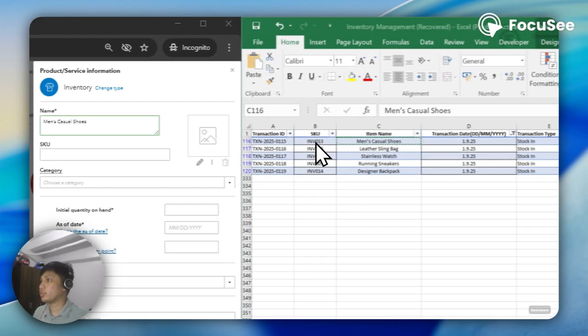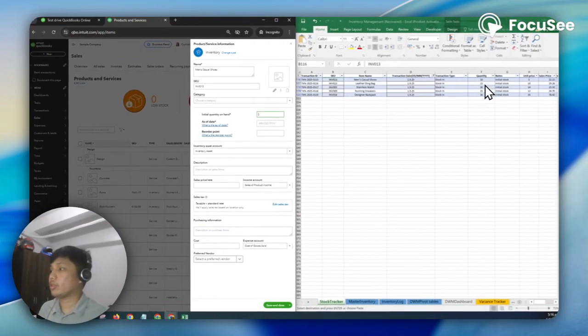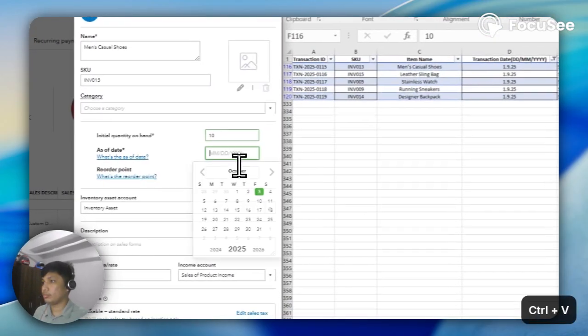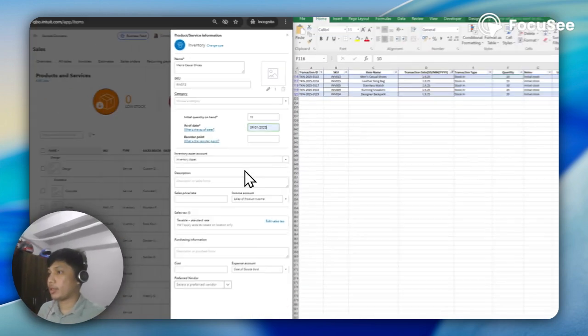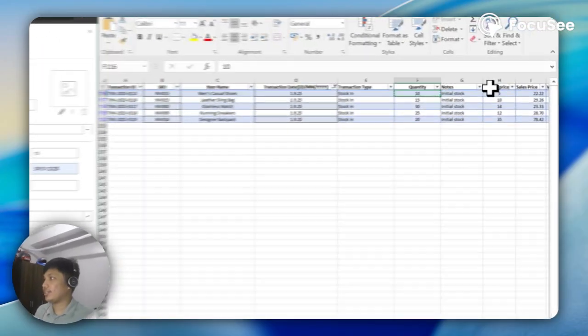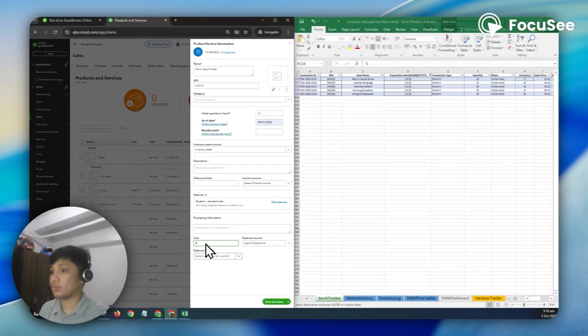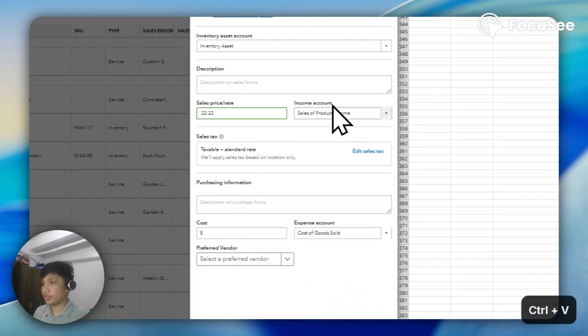Men's casual shoes, the SKU, and the initial quantity on hand, meaning we have 10. We received it on September 1. The unit price is 5, which I'll use as the cost of goods sold. And then next is the sales price, which is here.